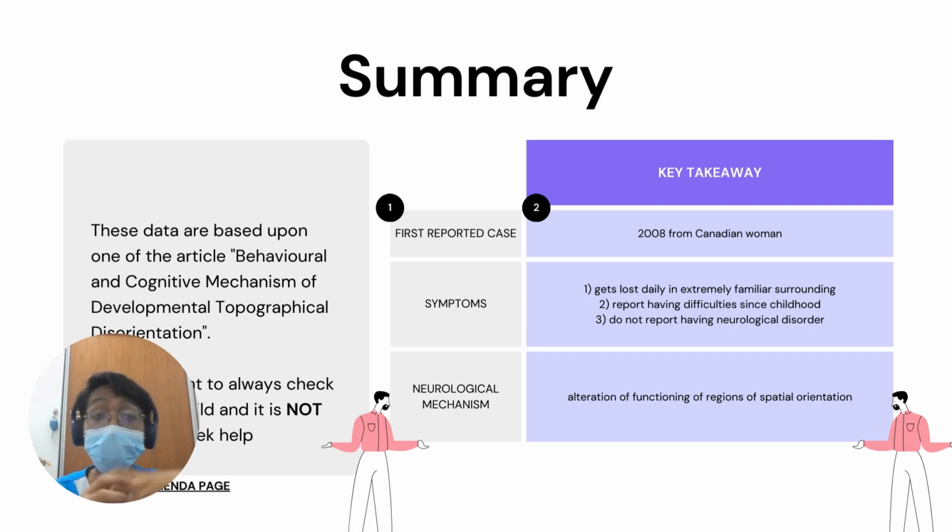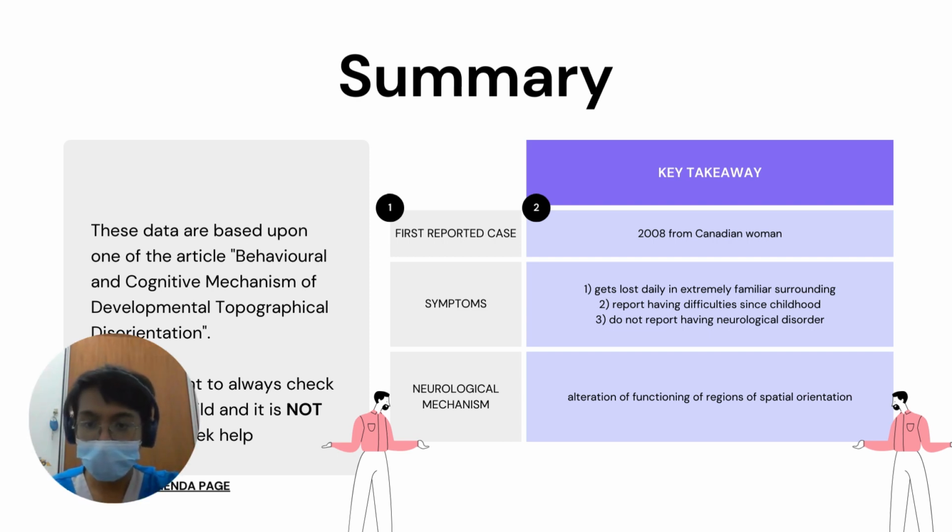So because of that, there is some sort of alteration when it comes to reading through the mapping in our brain, and because of that, we tend to wonder, should I go left or right? Oh, I forgot, and so on. And this data is based upon an article, which is a behavioral and cognitive mechanism of developmental topographical orientation.